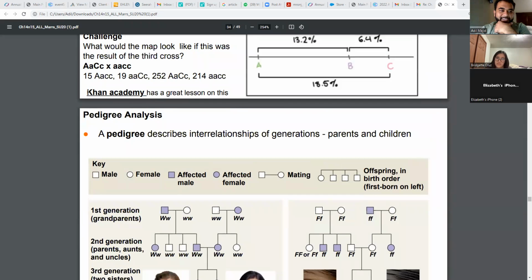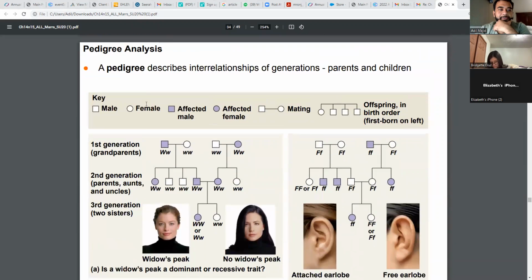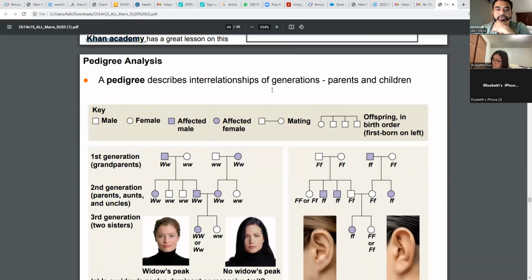Khan Academy. I should call it Majid Academy. Let's see. Okay, a pedigree describes interrelationships of generations, parents, and children. First generation.